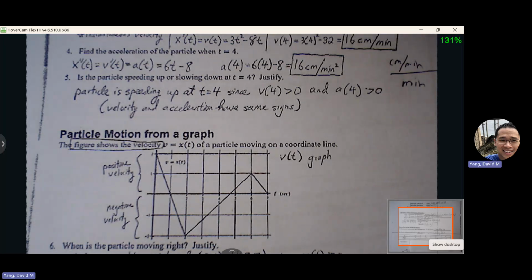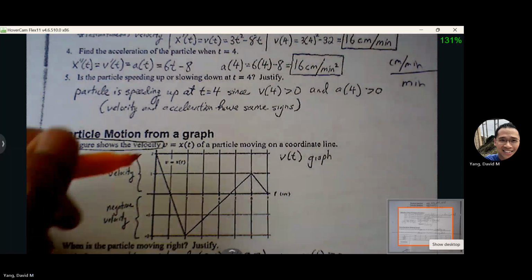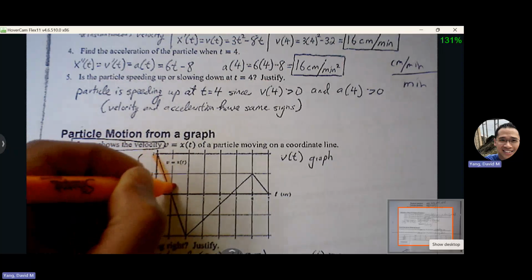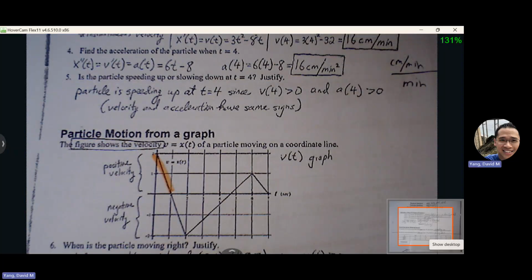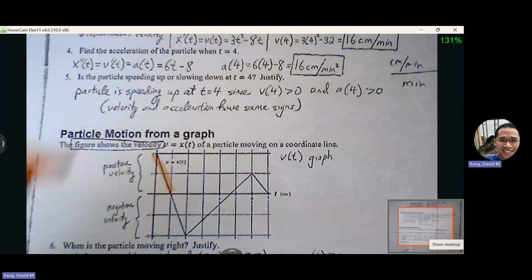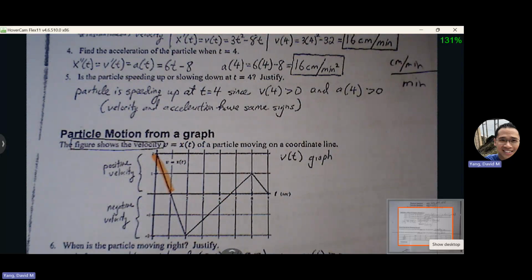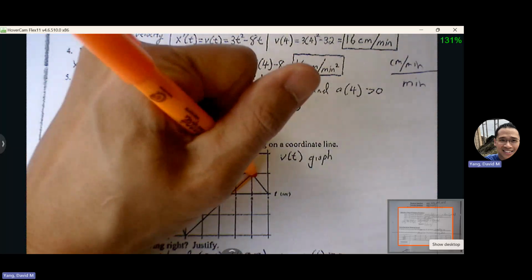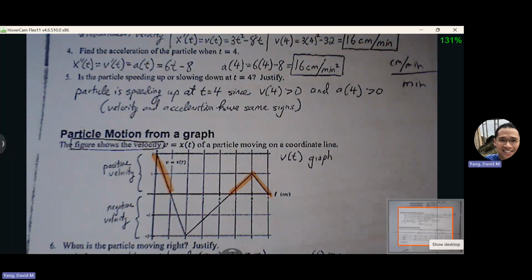So number 6 says, when is the particle moving to the right? So when would you say the particle is moving to the right? From where to where? This interval, right? What interval is that? 0 to 1. And then from, that's an estimation, right? If you had to guess, where's that decimal? Yeah, 4.7, 4.8. If you're asked to estimate, then it doesn't really matter what that value is as long as you are in the ballpark range. So 4.8 all the way to 7, right?